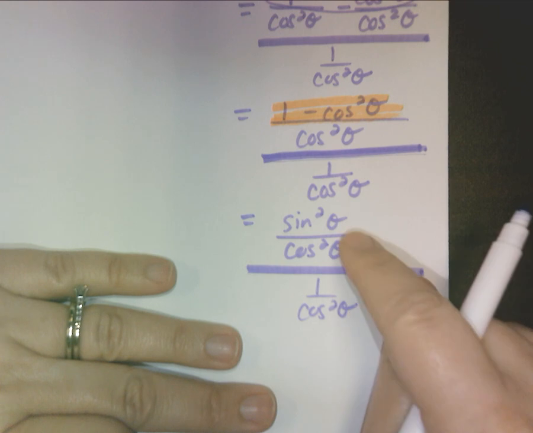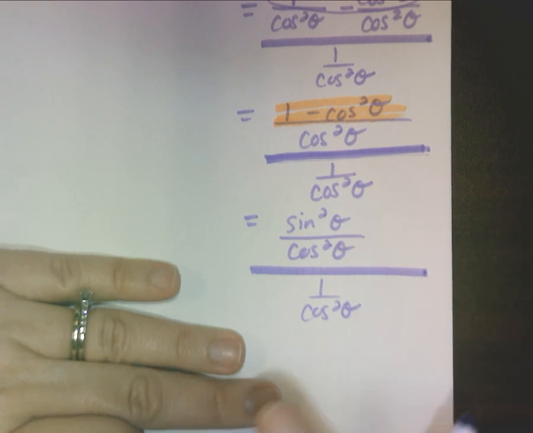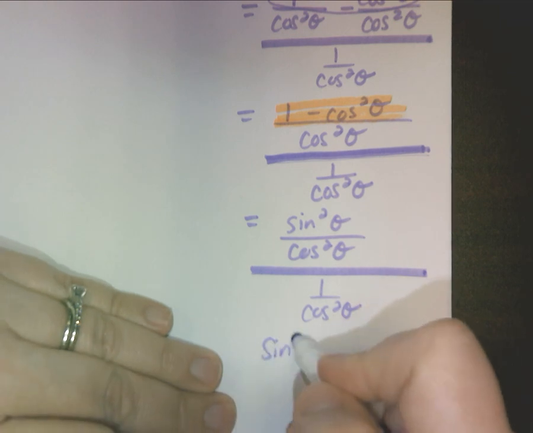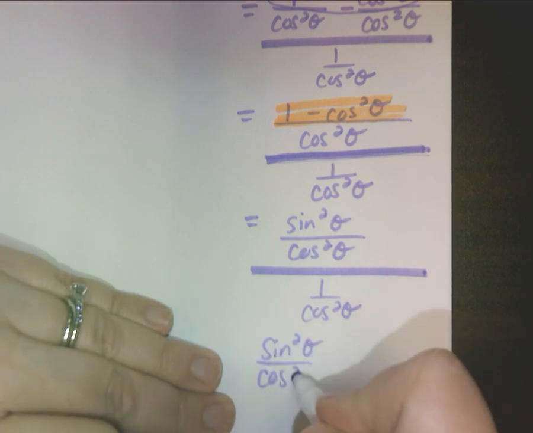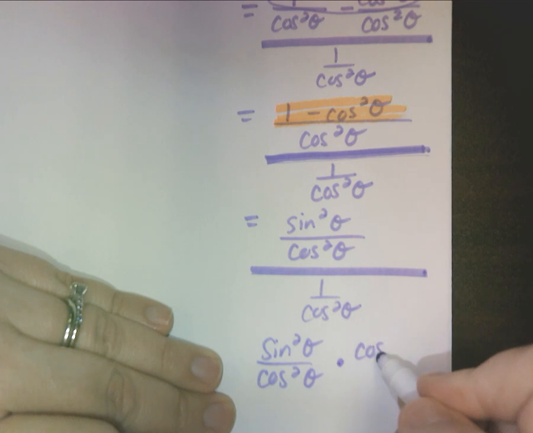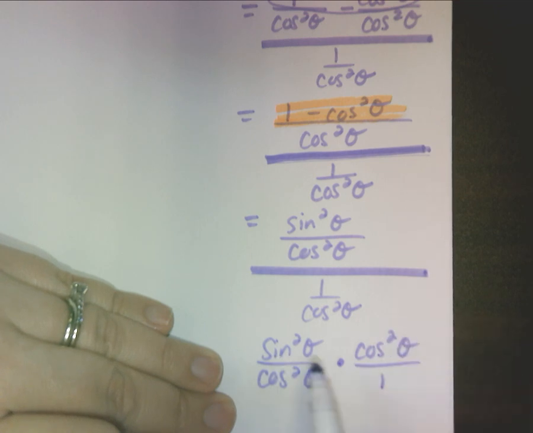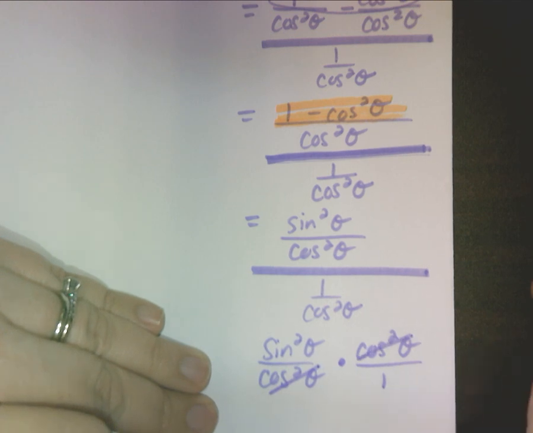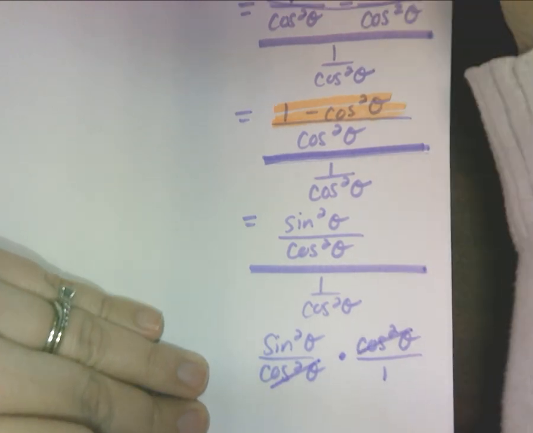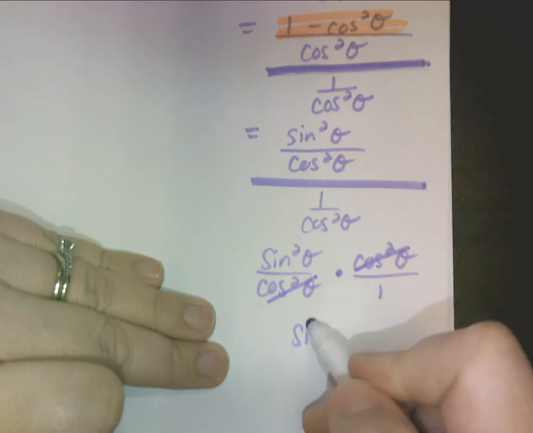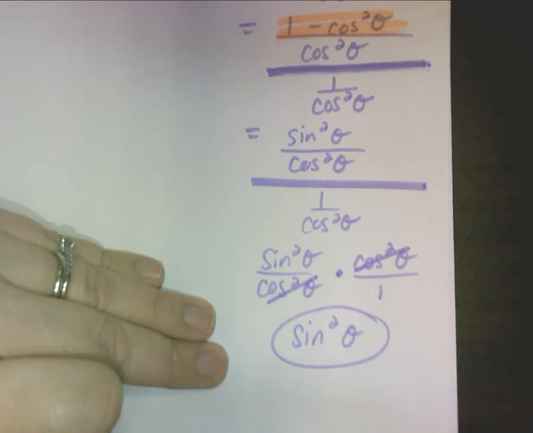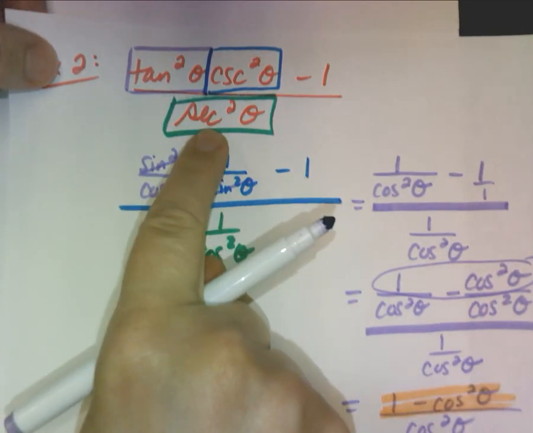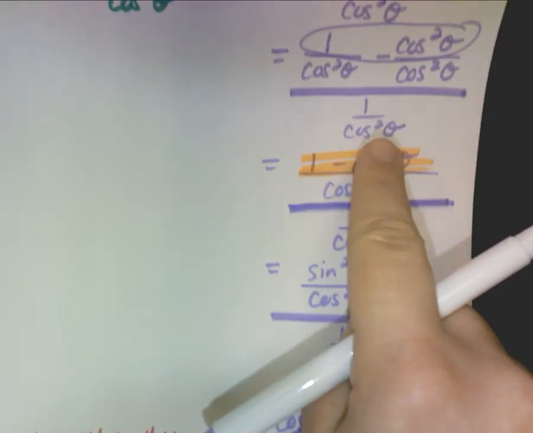Now, what do you do when you divide two fractions together? Same, change, flip. Sine squared theta over cosine squared theta times cosine squared theta over 1. Same, change, flip. And look what happens. These cancel. And what are you left with? Just sine squared theta. So you're telling me this thing right here is equivalent to sine squared theta?